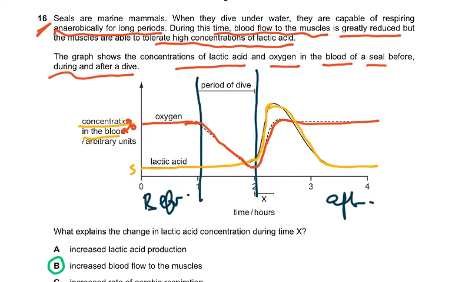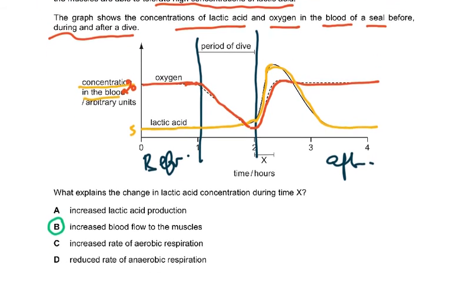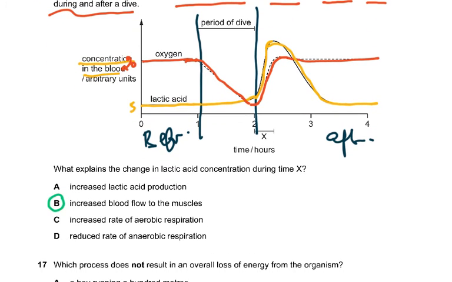So what you need to understand is what explains the changes in the lactic acid concentration during time x. What has happened to the lactic acid? The lactic acid has greatly increased. Let me give it another color. So the lactic acid has increased during time x and then it's decreasing. It's increasing and then decreasing during time x. This is time x. So it has increased, in fact, only.